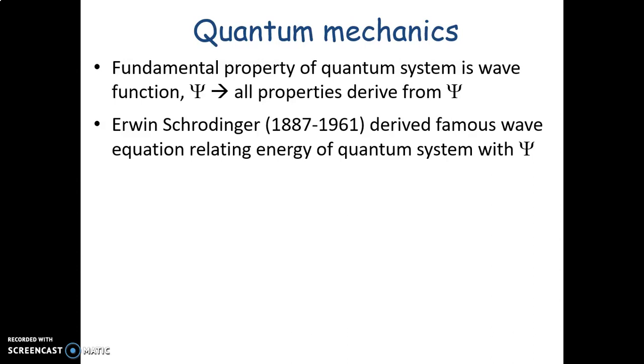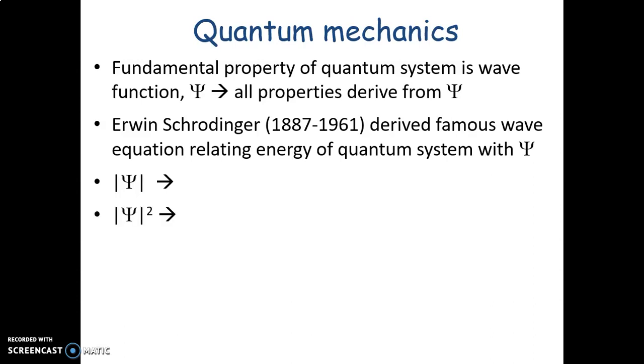All properties derive from the wave function. And this was figured out by Erwin Schrödinger. He derived a famous wave equation relating the energy of the quantum system with the wave function. And I'm going to show it to you now. No, I'm just kidding. I'm not going to show it to you.